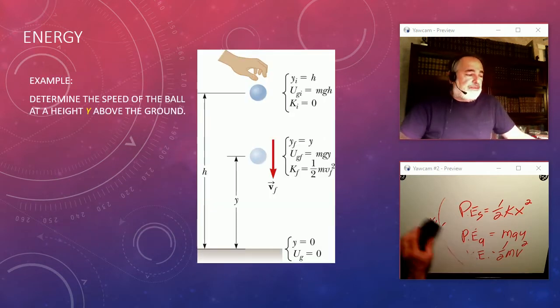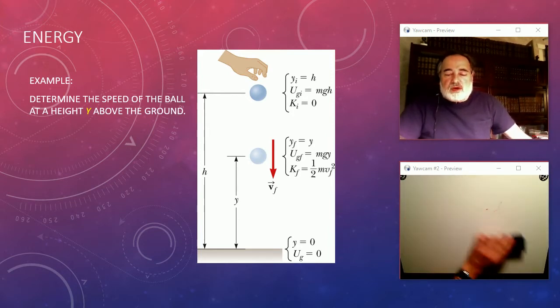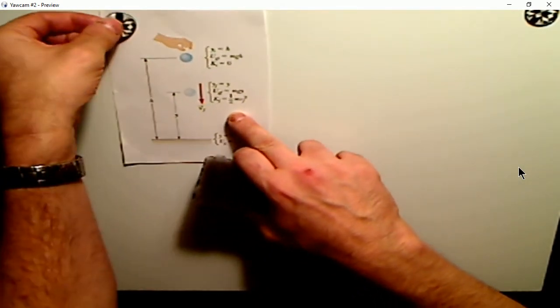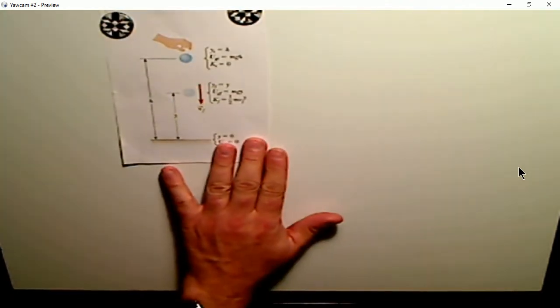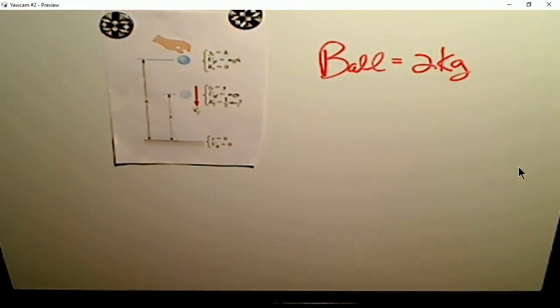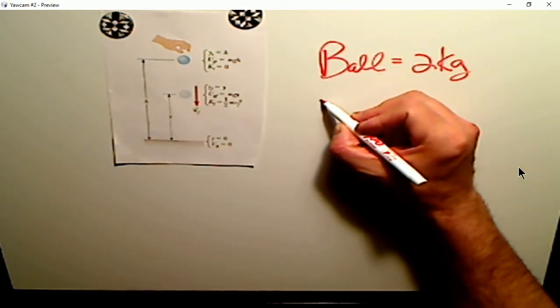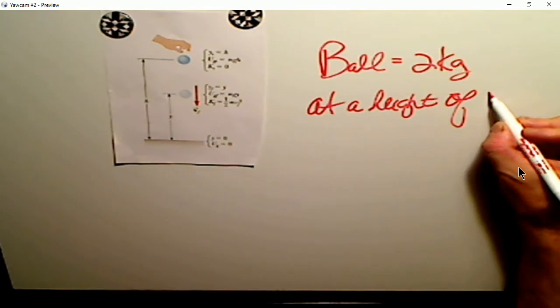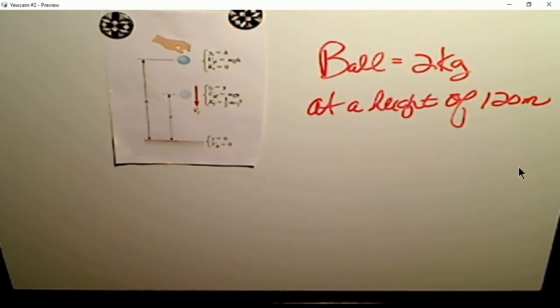Let's do a couple of examples. Let's take this example here where we're dropping a ball. I have this printed out so we could just put it right up here so we can refer to it. So we're dropping this ball. And what do we know? Let's just write down a couple things we know here. We know that the ball is 2 kilograms, and this height off the ground, at a height of, let's just say 120 meters. Okay? So we're at that height.